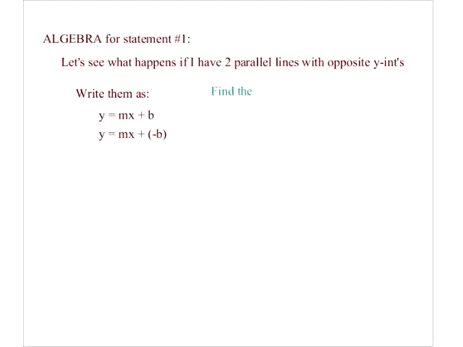Okay, let's just find the x-intercepts of these. To find an x-intercept, you just set y to 0. So 0 is mx plus b, and solve for x. That means x winds up being negative b divided by m. Here, this means that 0 is mx minus b.